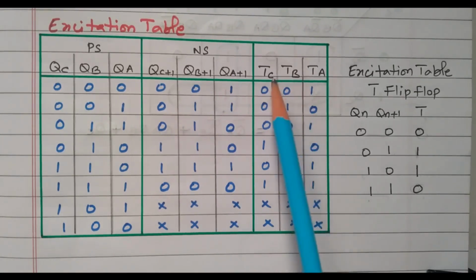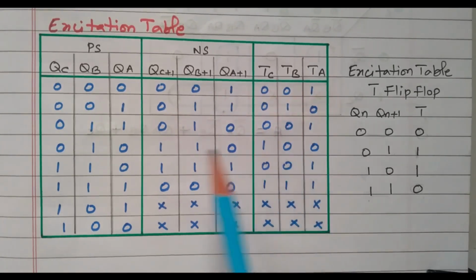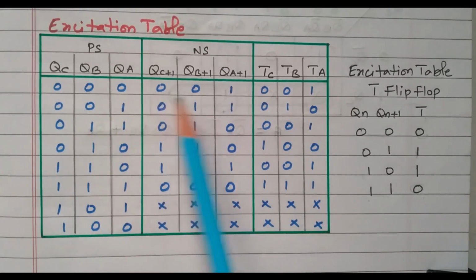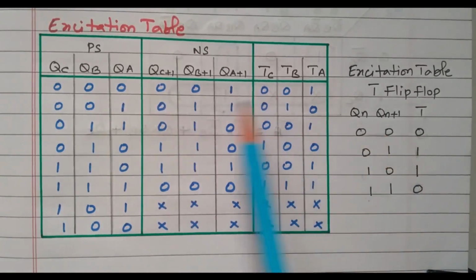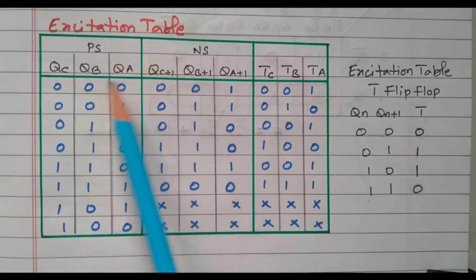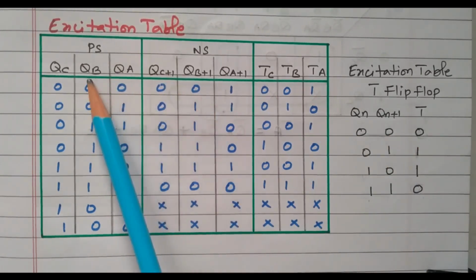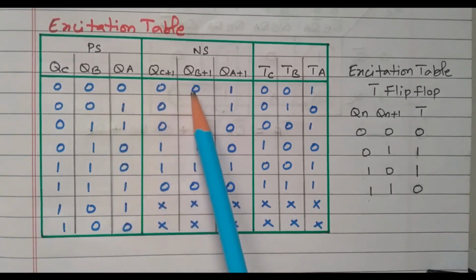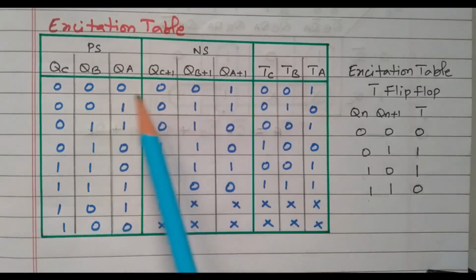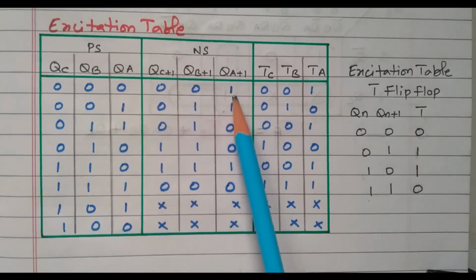For C, QC is 0 and QC+1 is 0, so there is no change, which means the T input will be 0. Here also 0 to 0, this is B. QB means current state, QB+1 means next state. QB is also 0 and QB+1 is also 0, so there is no change. QA is 0, but QA+1 is 1.